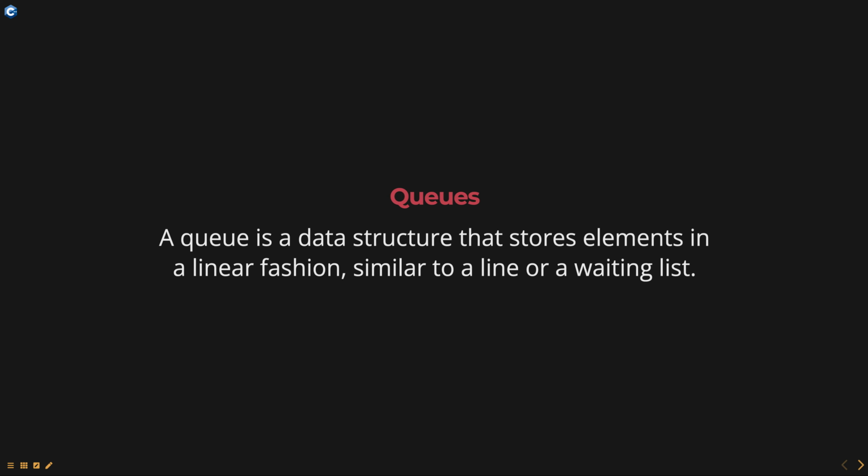The customers will keep joining the line, and the first customer in line will be the next to be served. This is a classic example of a queue in action, where customers are enqueued at the back of the line and dequeued from the front of the line.